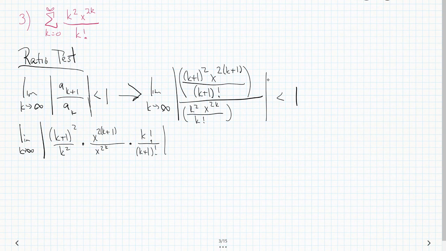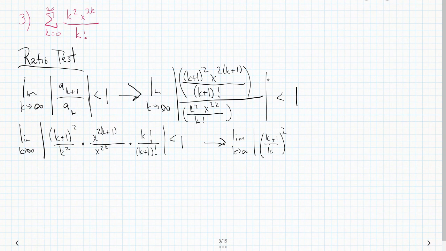Okay. And this is all less than 1. Well, taking a look at this, you can rewrite this as a few different limits. Limit as k approaches infinity, and we'll have k plus 1 over k, the quantity squared. That'll be a little bit easier now.